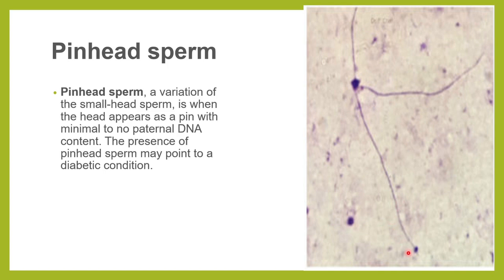So here you can see the head is just like a pin. So it is a pinhead sperm. This is a variation of a small head sperm. Here the head appears as a pin with minimal to no paternal DNA content. Sometimes we see this in diabetic patient sperms. So this is a pinhead sperm.